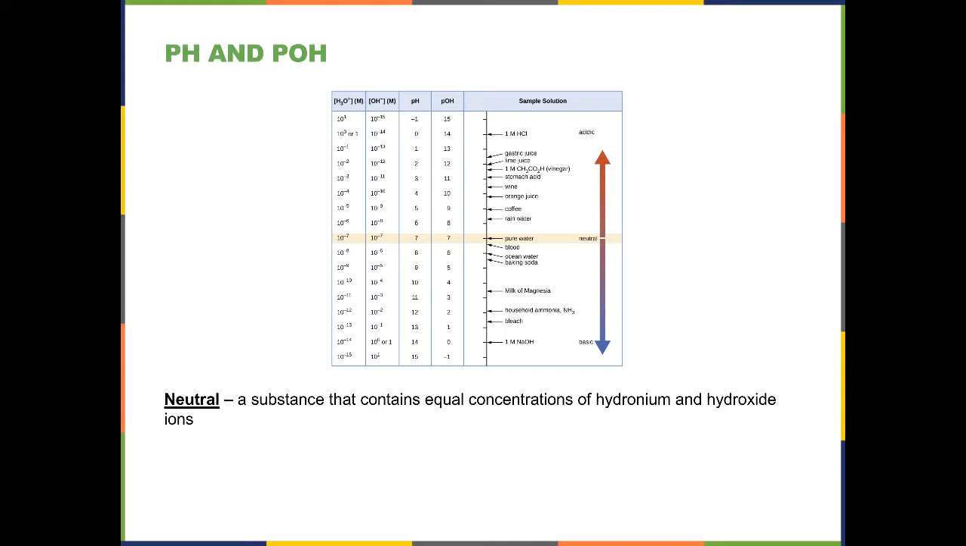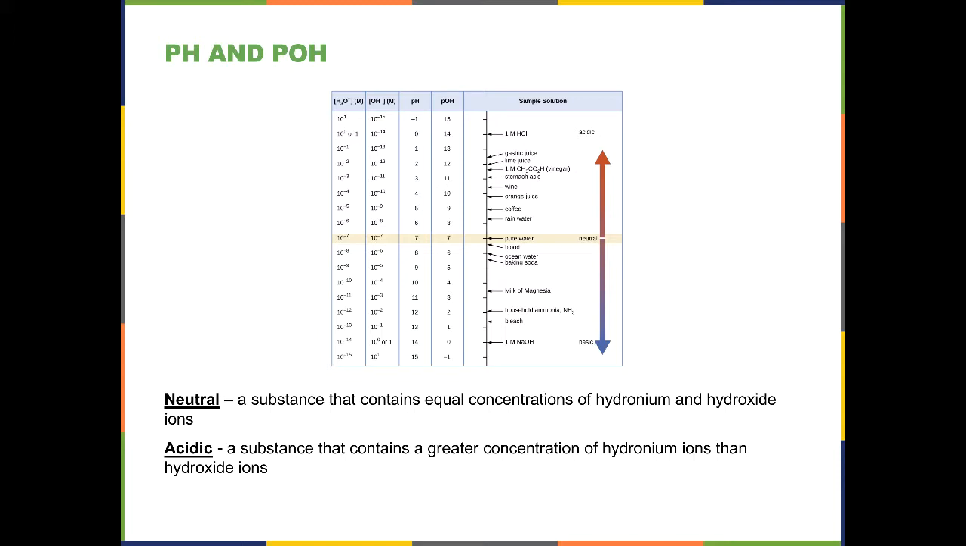Now, neutral on the pH scale is a substance that contains equal amounts of hydronium and hydroxide ions. And you'll remember we showed in that problem that I did that that's a concentration of 1 times 10 to the minus 7, which is the highlighted band here. In that situation, the pH and the pOH are both 7. And I'll show you how that calculation is done in just a second.